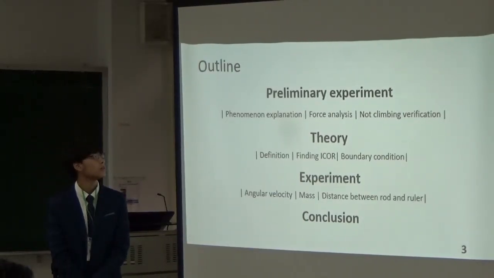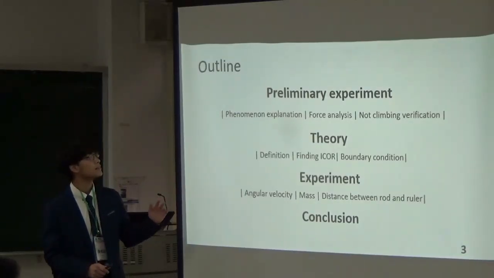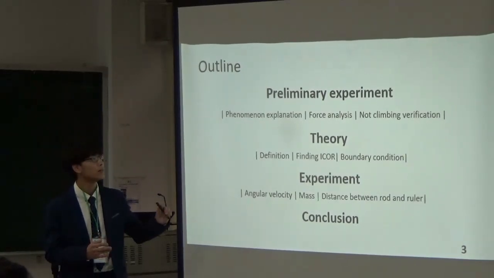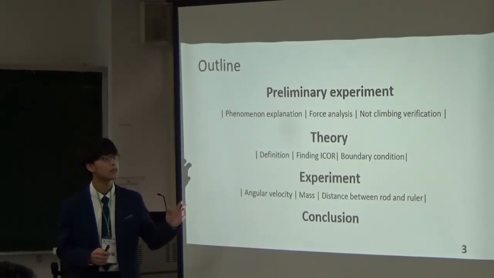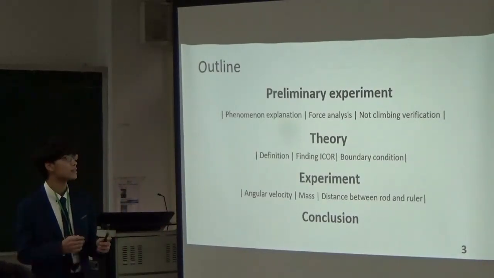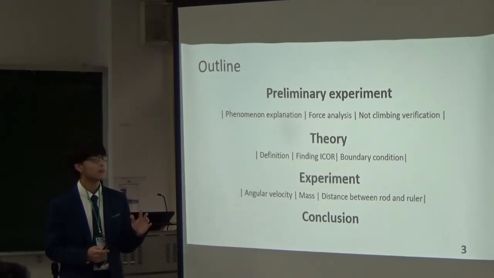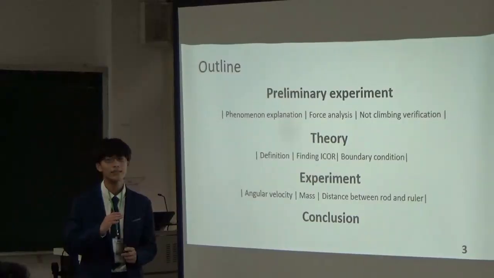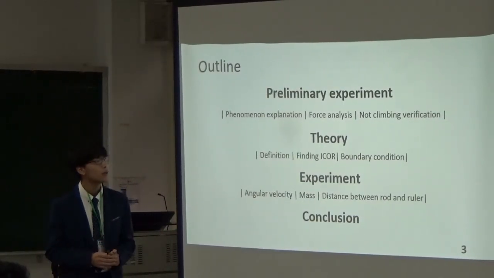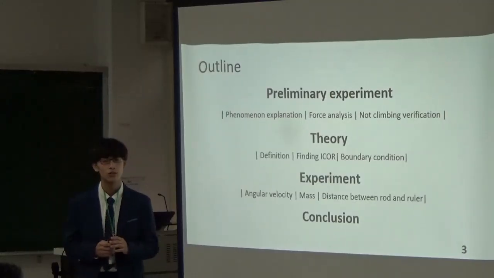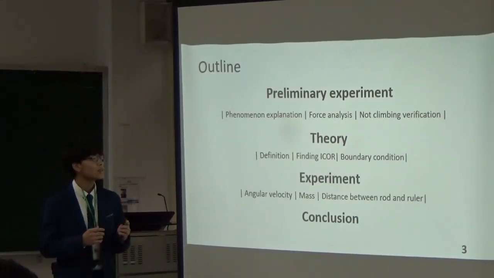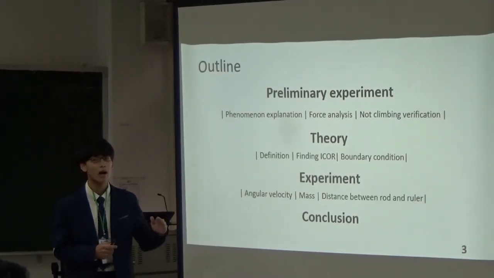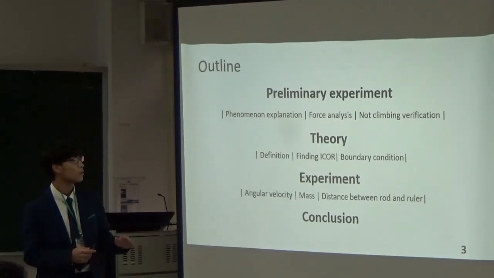This is the outline of our report. First, we'll talk about our preliminary experiments and the phenomenon explanation, and we'll give a force analysis for this phenomenon. We'll also talk about the verification when it's not climbing. Next is our theory. We'll first talk about some definitions for some variables, then finding a point called ICOR, the instantaneous center of rotation. Then we'll mention some boundary conditions for the magnets to move upward. Next, for the experiment, varying the angular velocity, mass, and distance between the rod and ruler will be discussed. And finally, we'll have our conclusion.